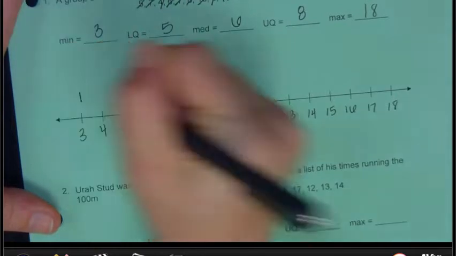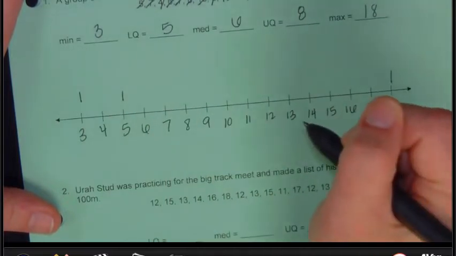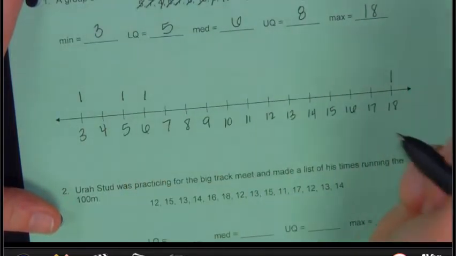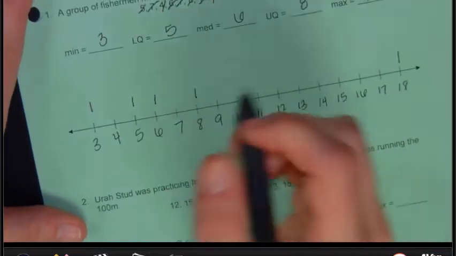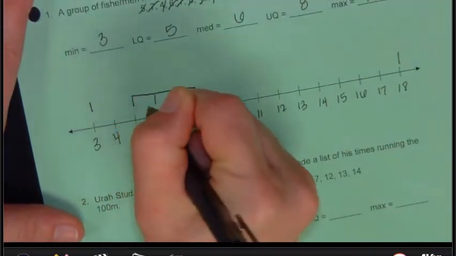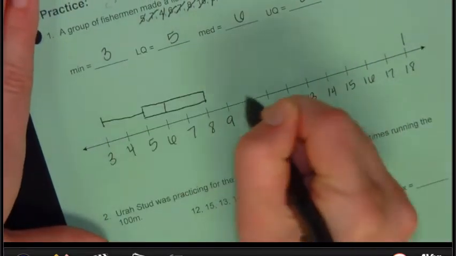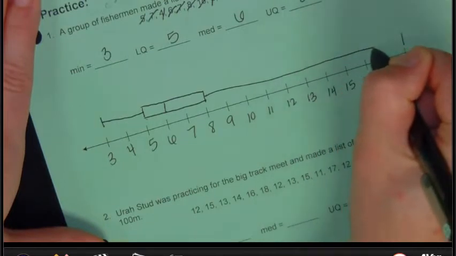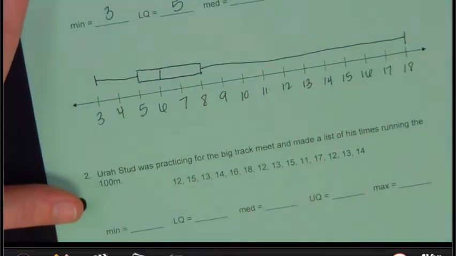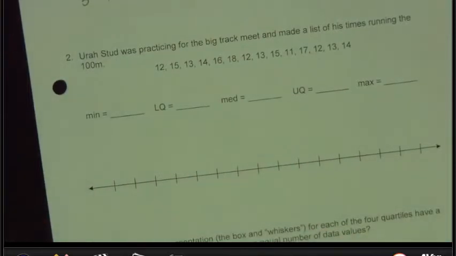Well, I'm going to have a line at 3 and a line at 18, because that's my minimum and maximum. My lower quartile is 5. My median is 6, and my upper quartile is 8. The 5, 6, and 8 create my box, and then 3 and 18 are considered my whiskers. Okay. All right, let's look at number 2.